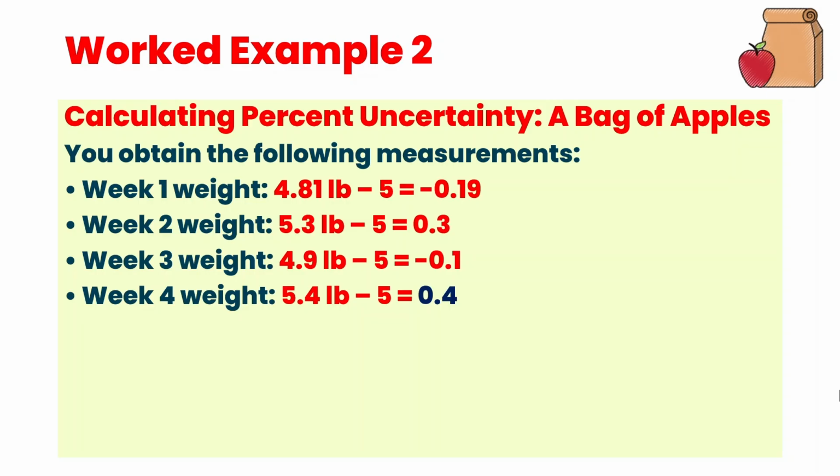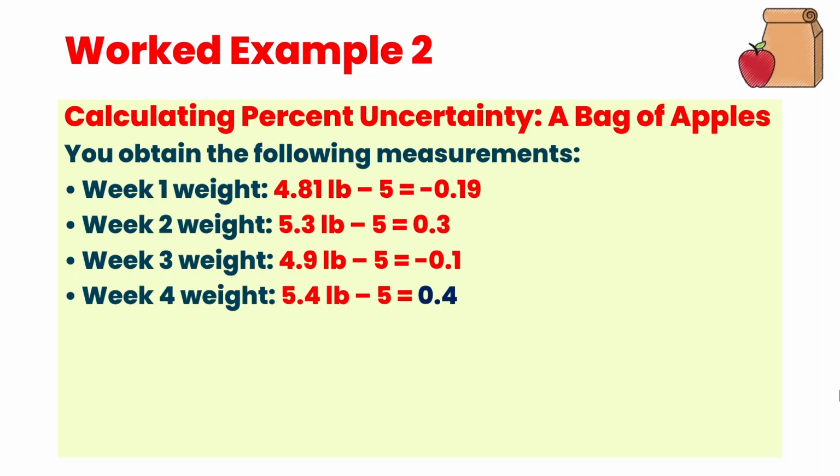Week 4 is 0.4. So among the 4 measurements, regardless of the sign, you don't need to consider the sign, because the uncertainty is only plus and minus. And when we say the greatest difference, that is the distance of a number from another number. So the sign here doesn't matter. Among the 4 measurements, which has the greatest difference? Of course, it is in week 4, 0.4. 0.4 is the largest difference for every week's measurement.